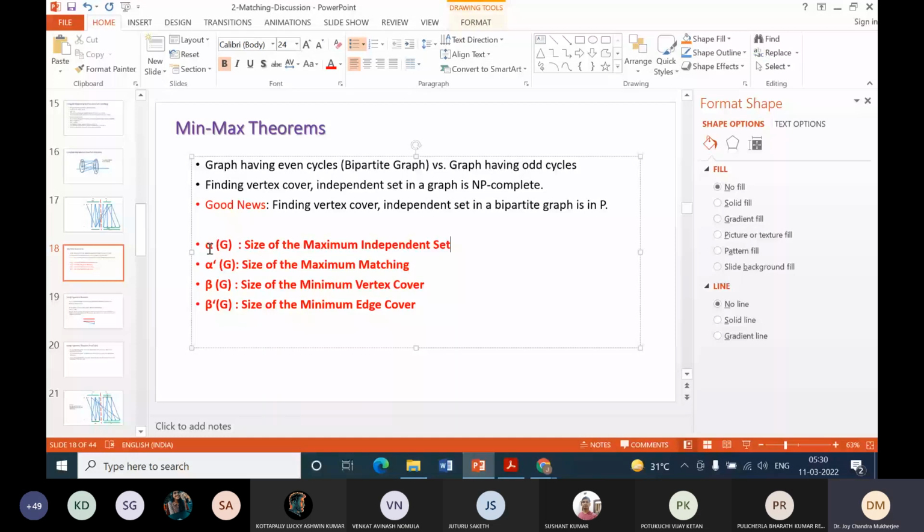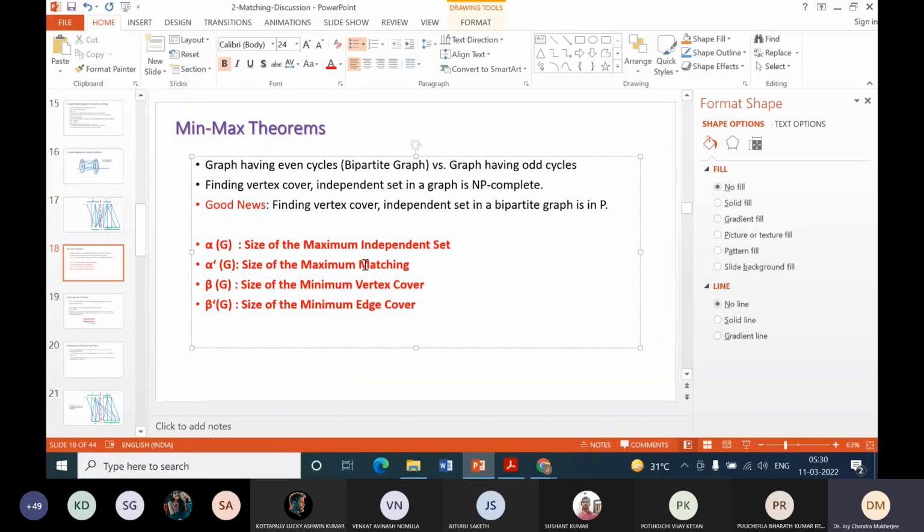So alpha means maximum and there is no prime here, so it is related to some vertex. Maximum vertex related, what can it be? It can only be the maximum independent set. Similarly, beta is minimum. Minimum vertex, what have we studied? Minimum vertex cover. Similarly, alpha is maximum, prime is edge. So maximum edge, what we have studied so far, is maximum matching.